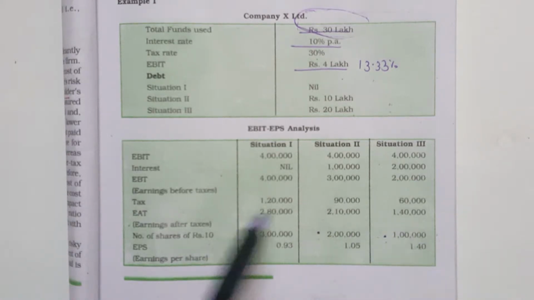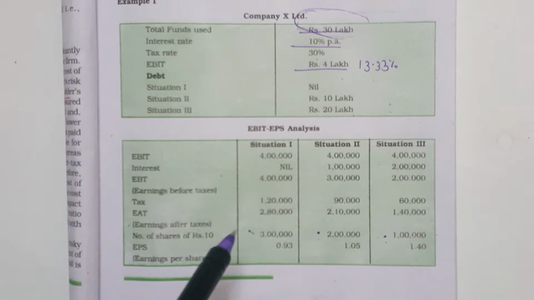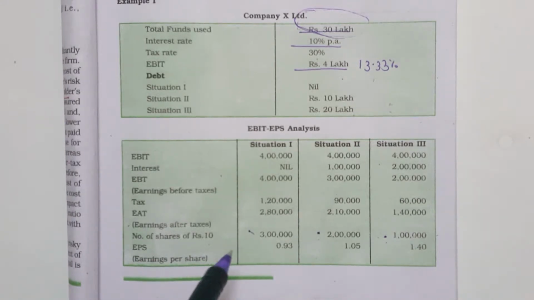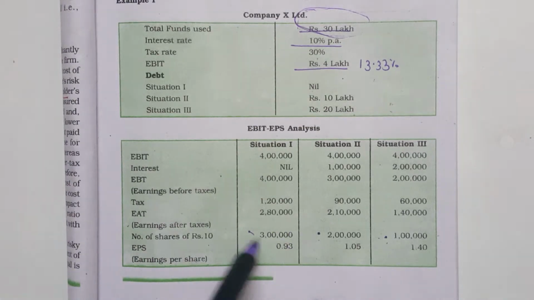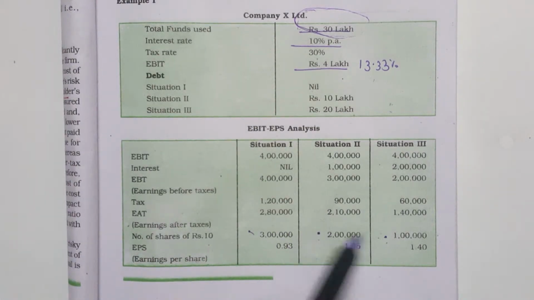So it is a mix of all these things, a mix of equity and debt. Here we require a total fund of 30 lakh. Here we are not taking any loan. Here we are taking a loan of 10 lakh. Here we are taking a loan of 20 lakh. So when we are increasing the borrowed fund, at that time our equity fund will be reduced. On the basis of that, this calculation is there.